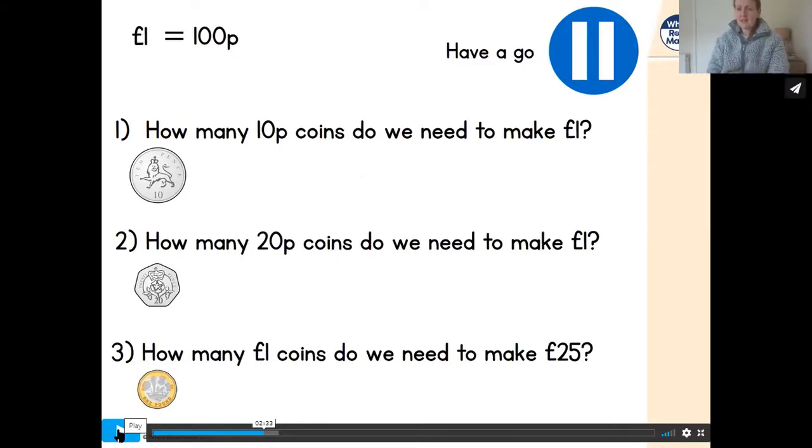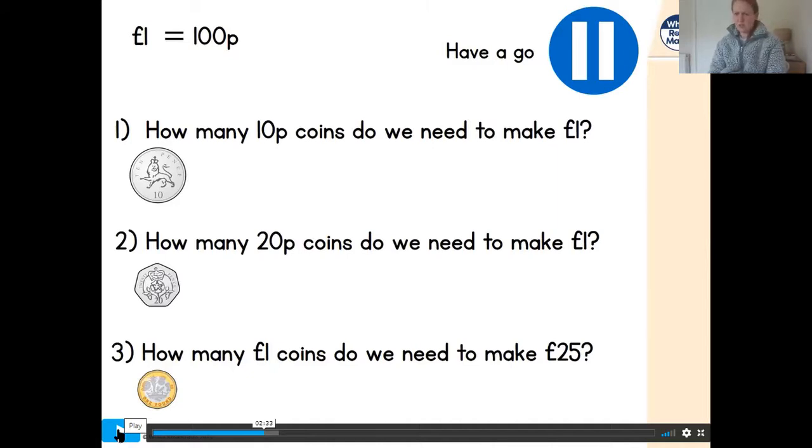Okay, so have a go at these again now. Give yourself a minute. So we know that 100 pennies make a pound. So how many 10p coins would I need to make a pound? So use your 10 times table and count up to 100. How many would you need? Number 2, how many 20p coins do we need to make a pound? Well, you could use your 2 times table here, couldn't you? Up to 10, or 20 up to 100. So 20, 40, all the way up to 100, counting in 20s.